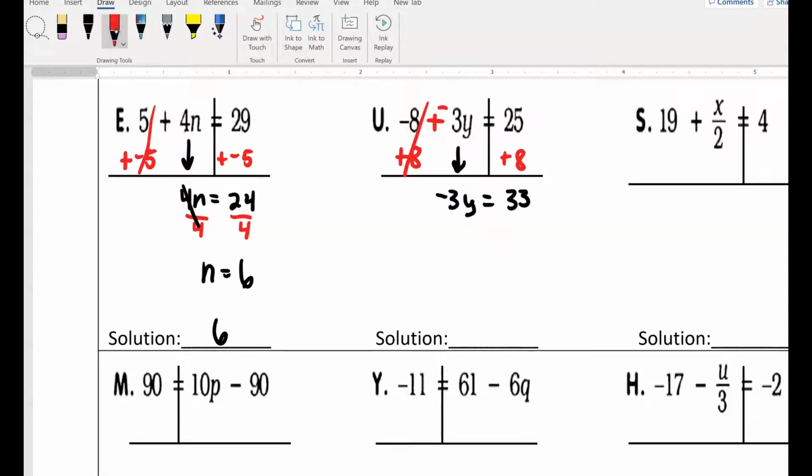And we want to divide by the exact coefficient attached to the variable. So not by 3, but in this case by negative 3. Because remember, we want this to cancel out to 1. Negative 3 divided by negative 3 is 1. And so we get y is equal to negative 11. Then you can use your calculator to double check.